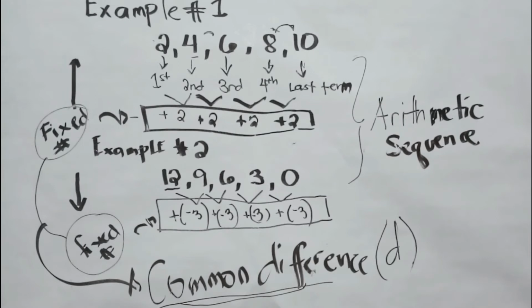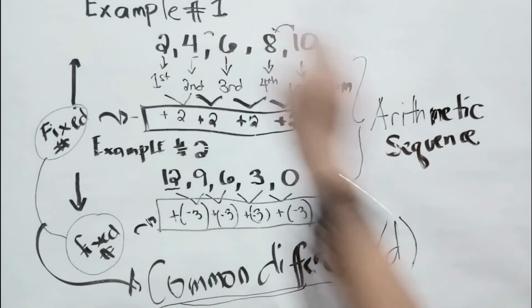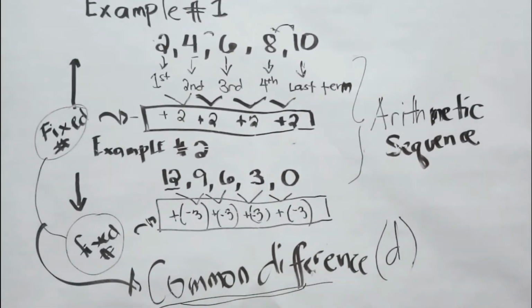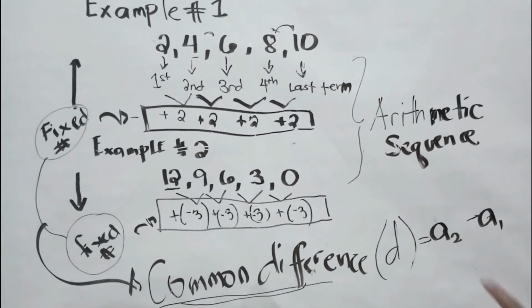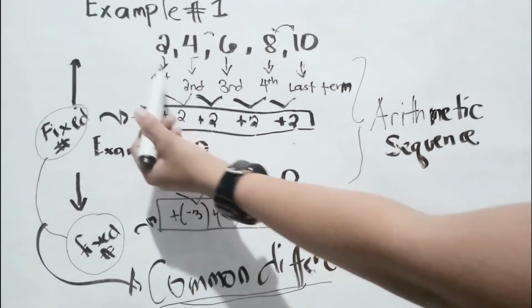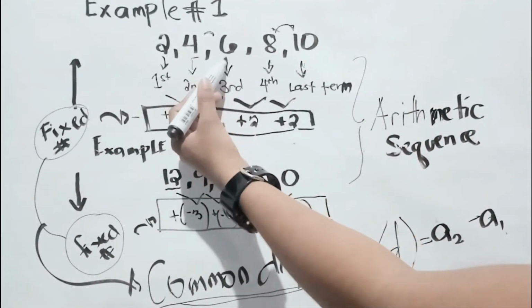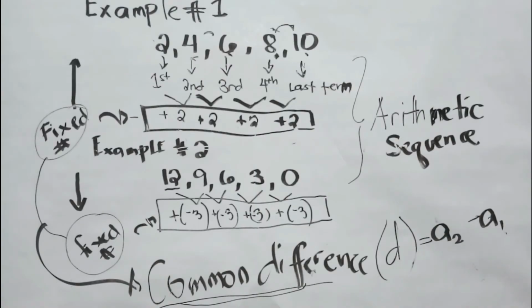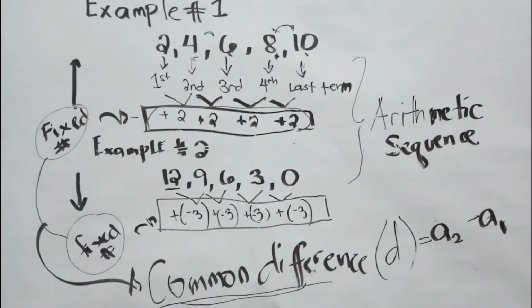Actually, we have a formula in getting the common difference. Because sometimes, some arithmetic sequences are not very easy to identify the common difference. So, we have the formula a sub 2 minus a sub 1, wherein a sub 2 is the second term and a sub 1 is the first term. But you can also use a sub 3 minus a sub 2 and you will get an exact or a fixed number. This is the formula that you are going to use.